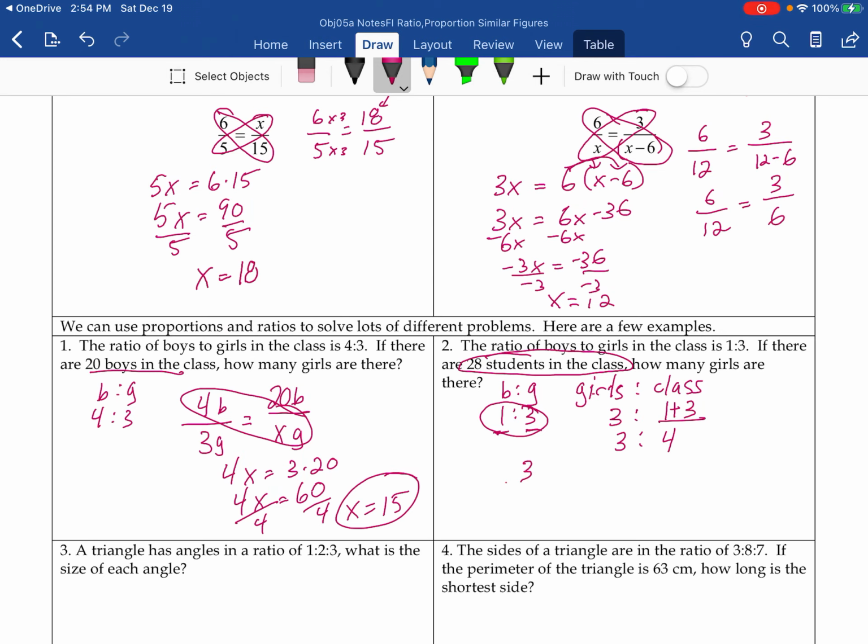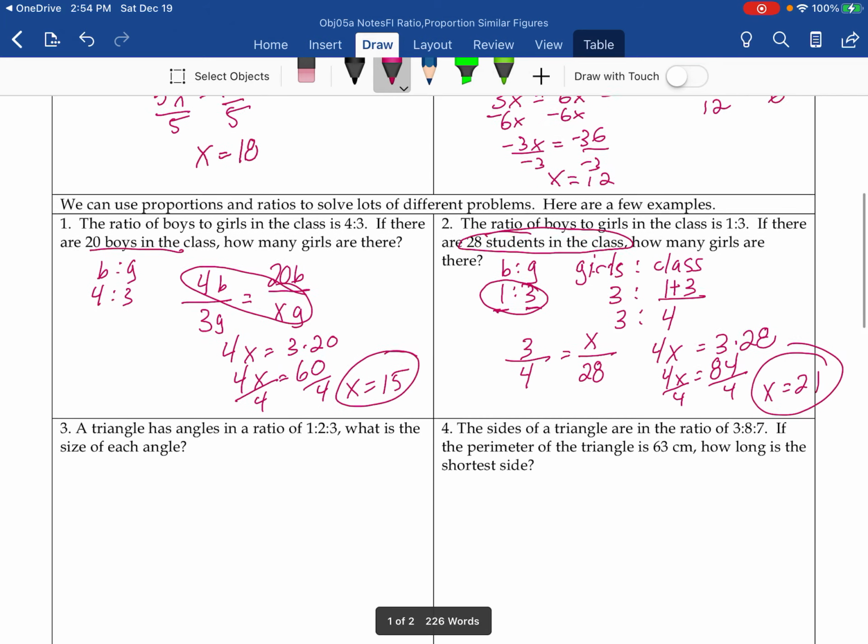So I know girls over class equals, we're trying to figure out girls over class, which is 28. So I cross multiply. That's going to be 4 times x is equal to 3 times 28, which is 84. So 4x equals 84. Divide by 4. X is equal to 21. So there are 21 girls in the class, and so there's a third the number of boys in the class as girls. So therefore, there must be only 7 boys in the class.